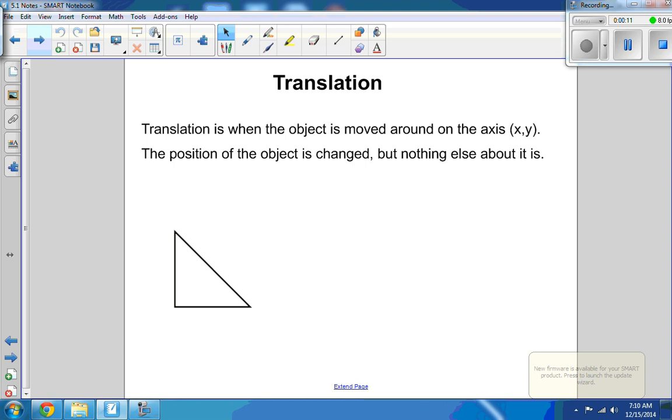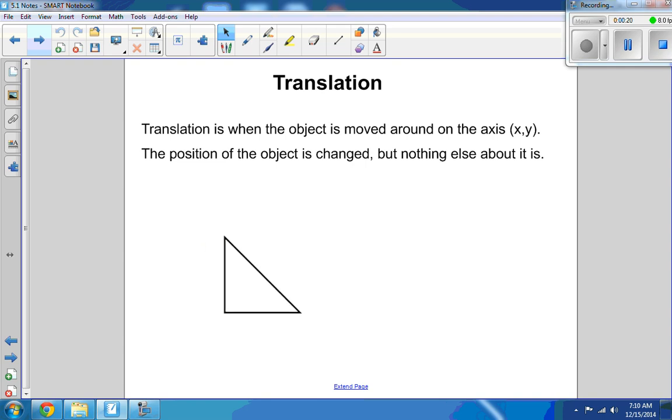Translation is when the object is moved around on the x and y axis. The position of the object is changed, but nothing else about it is. So this is a translation. See how the object is just moving around the x and y axis, but nothing else is changed about it. It's just moving on the x, it's moving on the y, so it's just moving around. That is a translation.